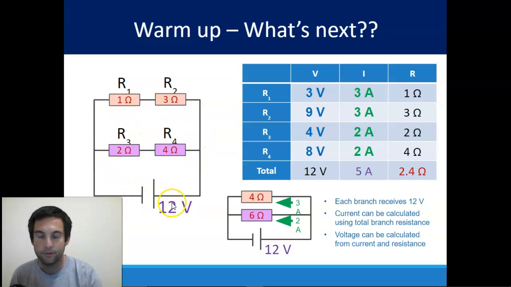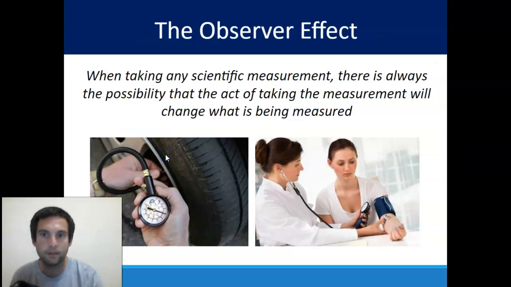So we have a voltage gain, voltage drop. Voltage can be calculated from current and resistance. Current can be calculated using total branch resistance. Current going into a junction equals the current going out of a junction.